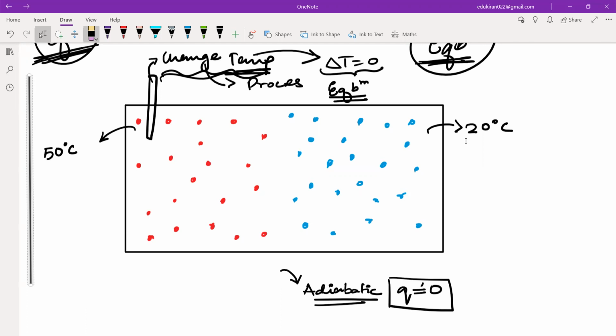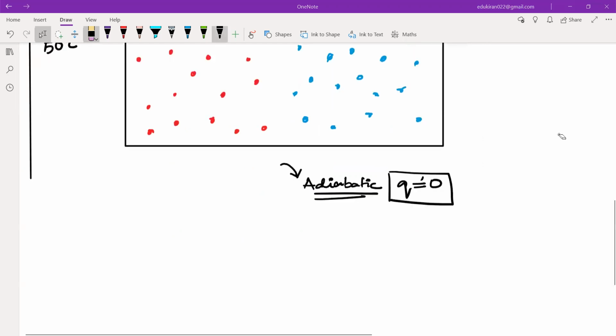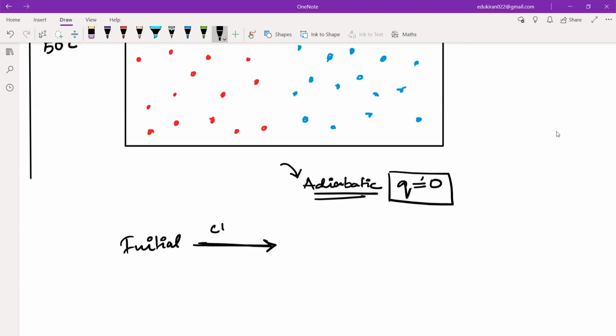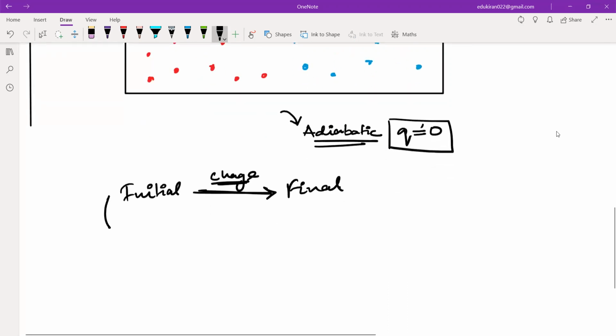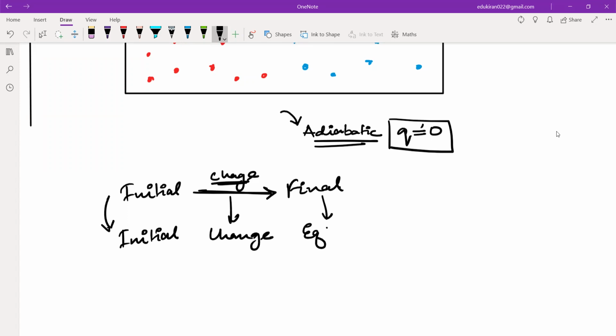Okay, so this will be a general theme in our chapter. We will have some initial condition, and then we will do some change. Then we will change something, and then we will get the final state. Now, initial we will call initial. The change will be change. And the final we will say is the equilibrium state, because after that we are not going to change anything. That is why we will say that now it has reached equilibrium.